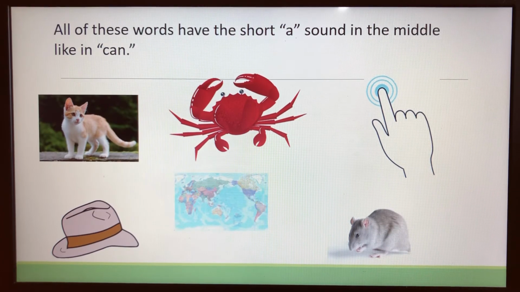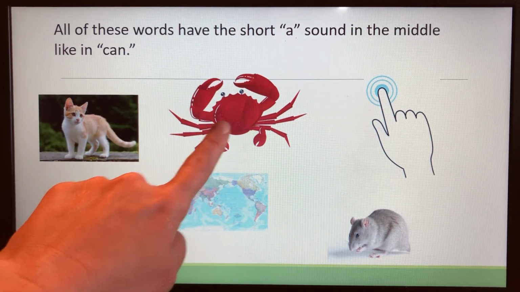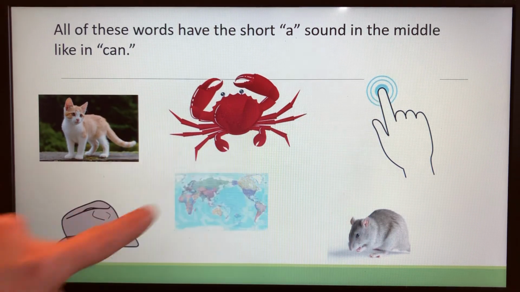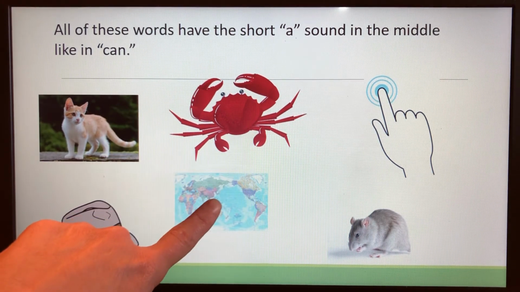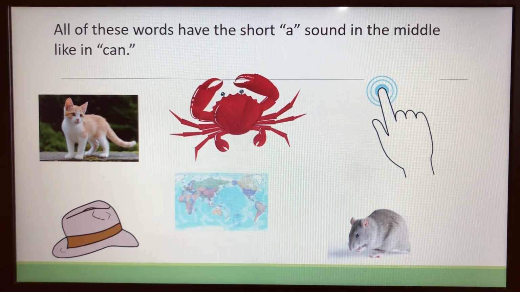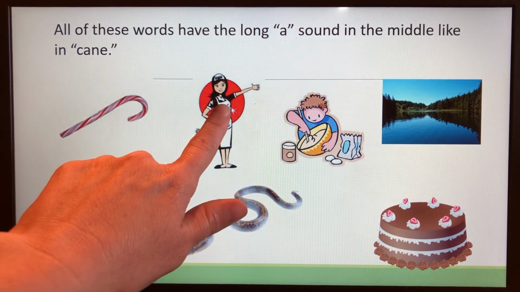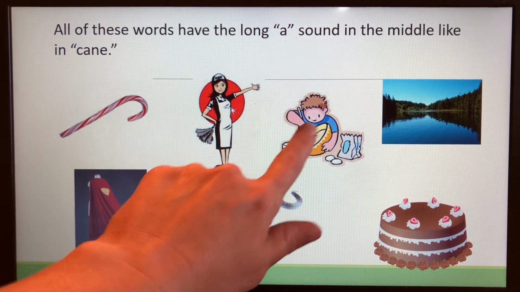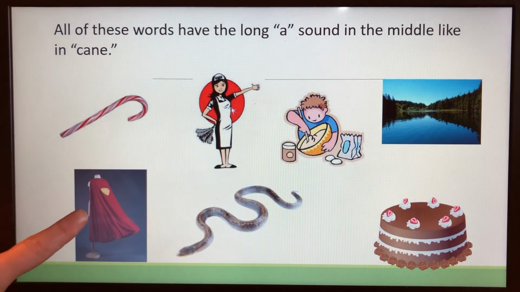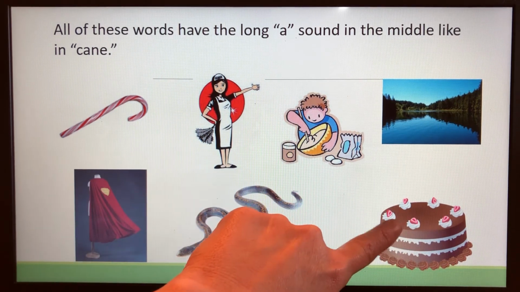All of these words have the short A sound in the middle. The ah sound. Cat, crab, tap, hat, map, rat. Did you hear the ah sound? Good listening. All of these words have the long A sound in the middle, like cane, made, bake, lake, cape, snake, cake.